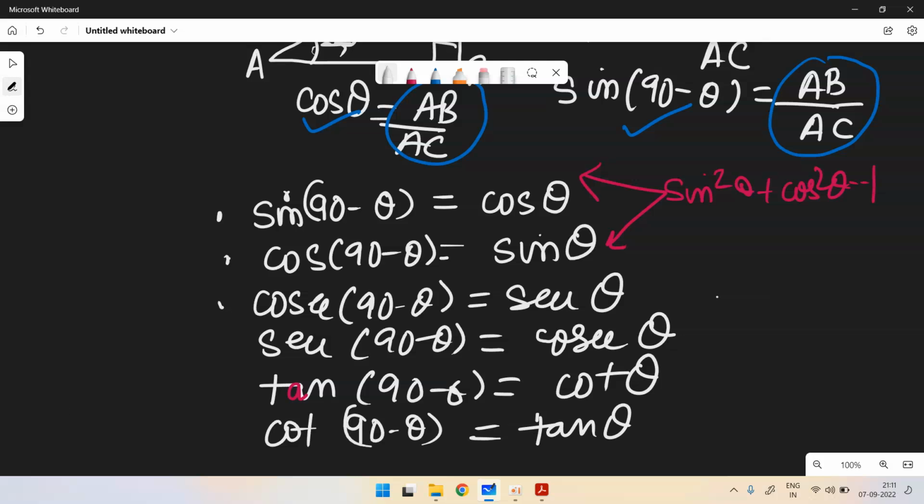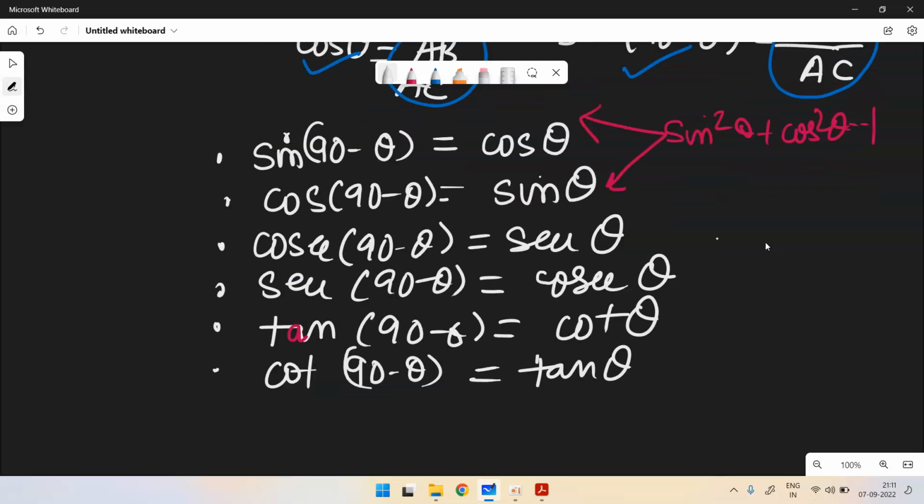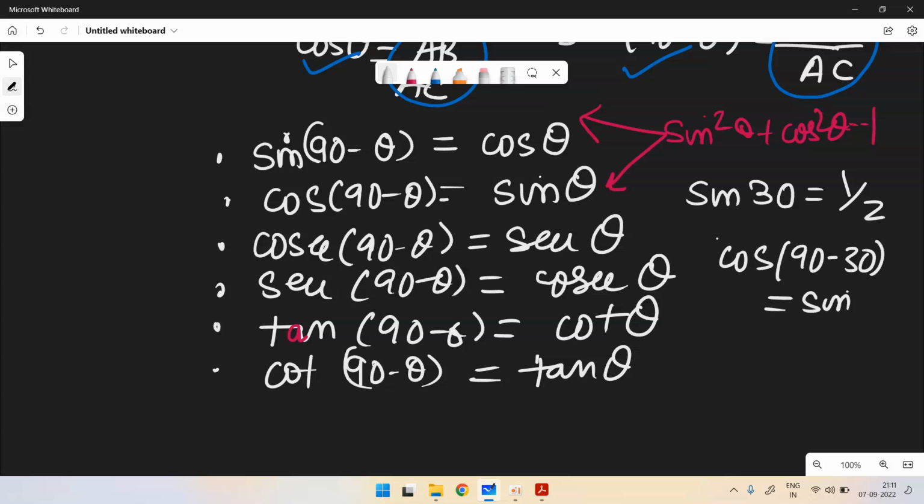These are more identities. You need to remember this. It might be useful: if I say sine 30 value is half, then cos of 90 minus 30, that is cos 60, is exactly equal to sine 30. Sine 30 will also be equal to cos 90 minus 30, that is cos 60, which is nothing but half. You know that in the table you have already seen that the cos 60 value is half. This way also you can remember.